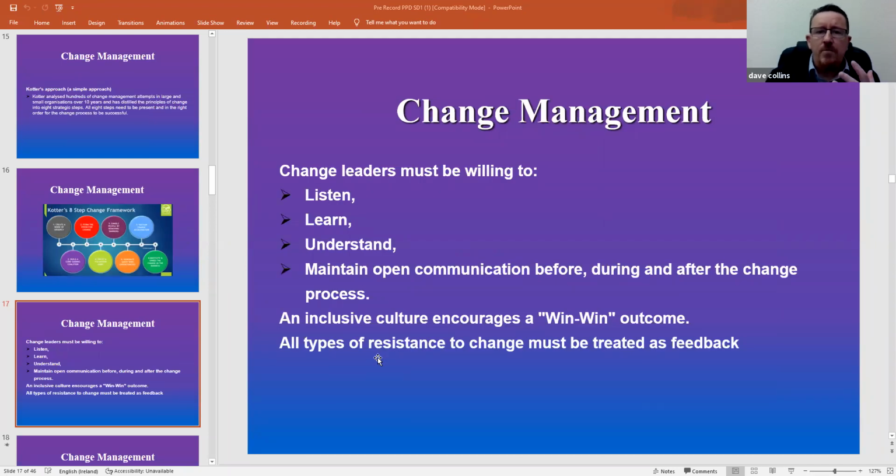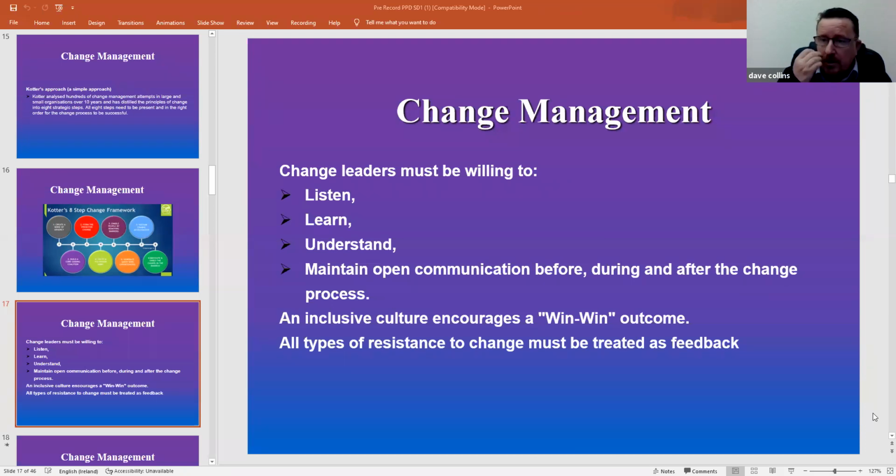So change leaders must be willing to listen, learn, understand, and maintain open communication during and after the change process. An inclusive culture encourages a win-win outcome. All types of resistance to change must be treated as feedback. And again, remember we discussed this last week when we were talking about constructive criticism. So any type of negativity or resistance to change must be treated as feedback.